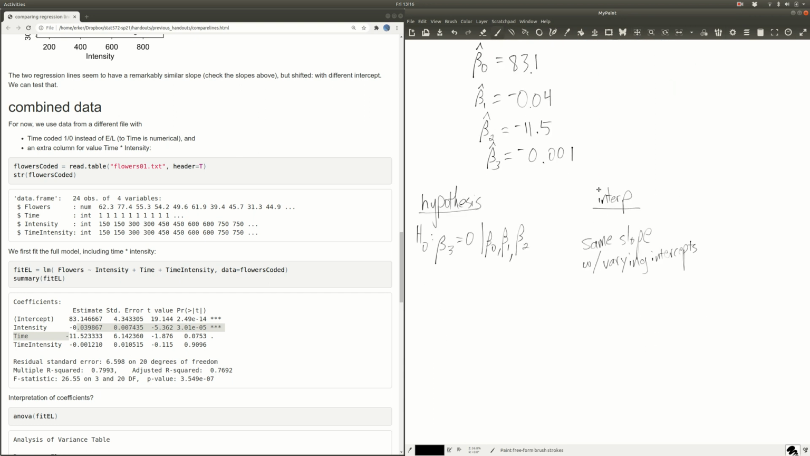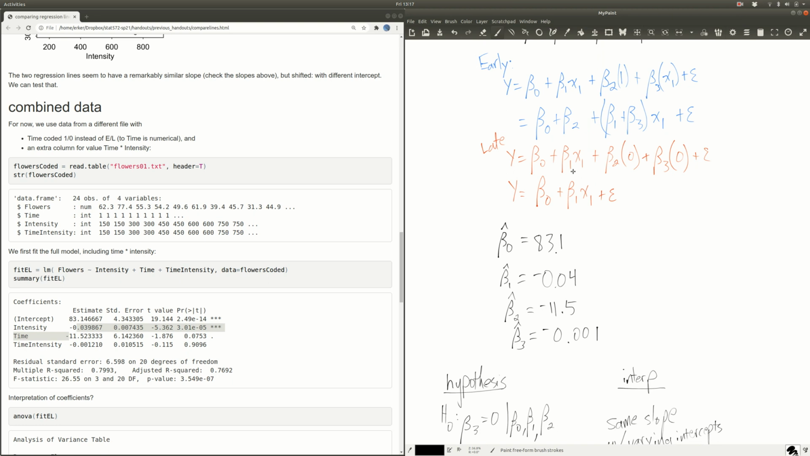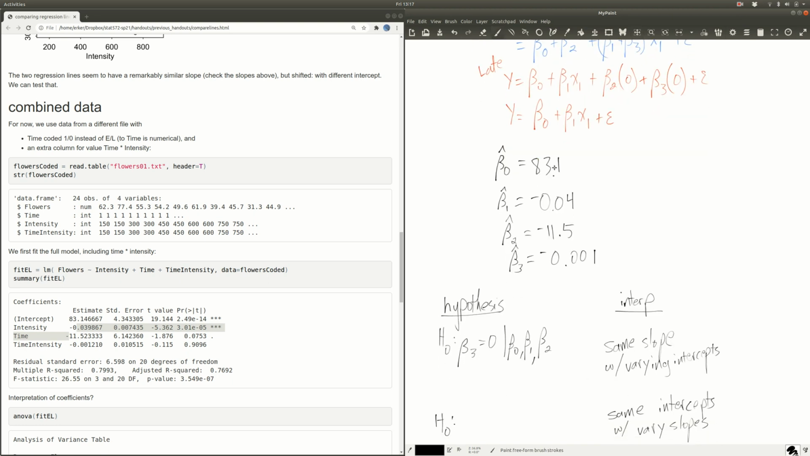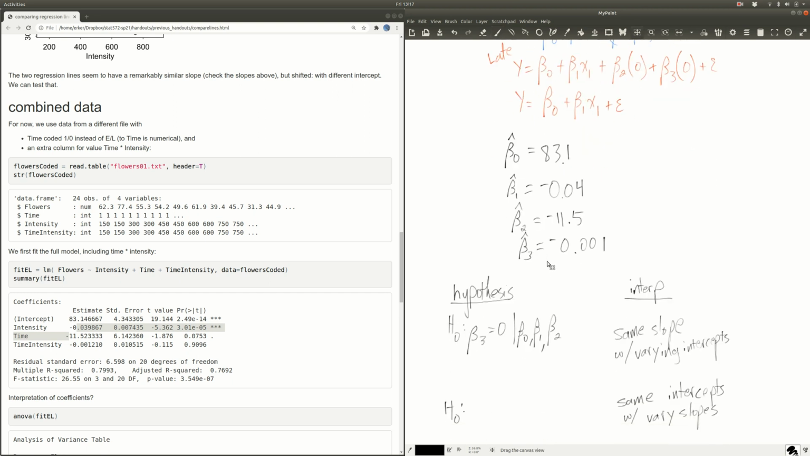What if we want to do same intercepts with varying slopes? You still want to say, do our two lines have the same intercepts while we allow for their slopes to vary? What would that hypothesis look like? Okay, so what is the parameter that is the difference in their slopes? I'm sorry, difference in their intercepts. The difference in their intercepts is beta 2. Alright, beta 2, this 11.5, that's the difference in their intercepts.